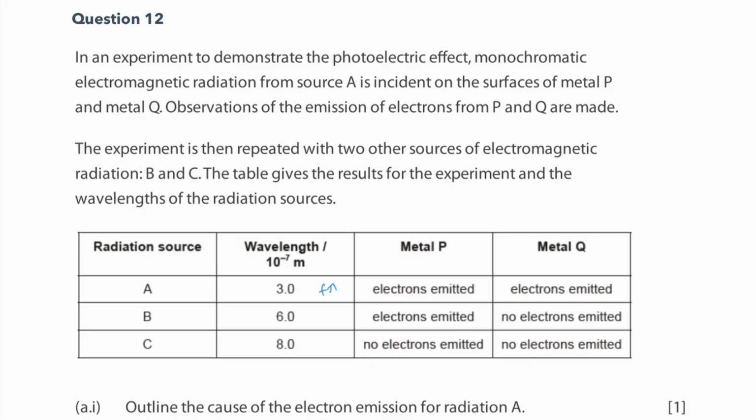And radiation source C has got the lowest frequency because it's got the longest wavelength. That means that the energy of the A photons is greatest and the energy of the C photons is least. And then there's electrons emitted. We'll work out what that all means as we go through the question.